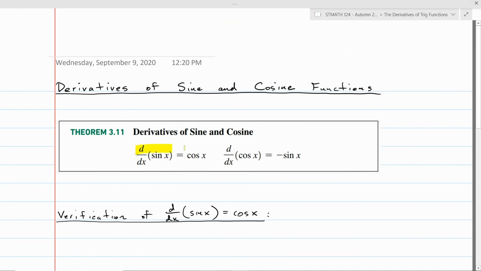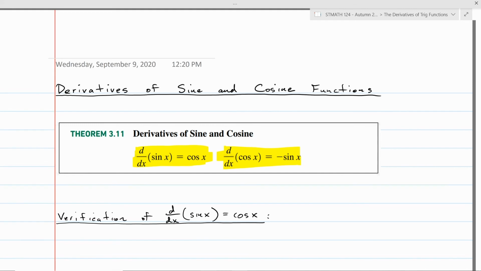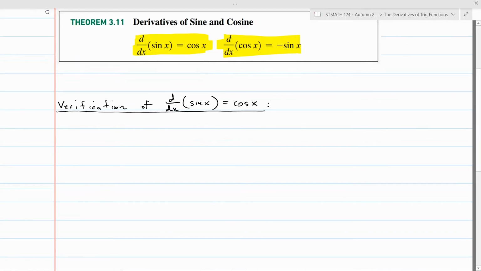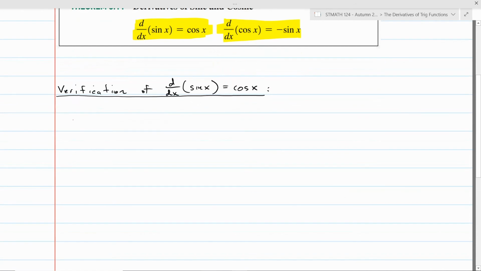I guess you'll probably never get to forget it during the rest of your career as a calculus student. The derivative of the sine function is the cosine function. And the derivative of the cosine function is negative the sine function. And so now that we have our trigonometric limits in place, we can actually verify these derivatives. So let's do that for the sine function. We'll do it for the cosine function too.